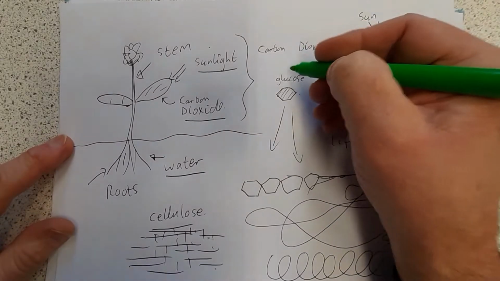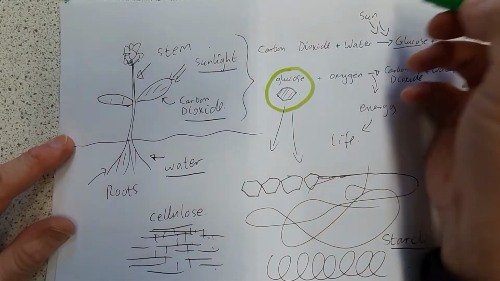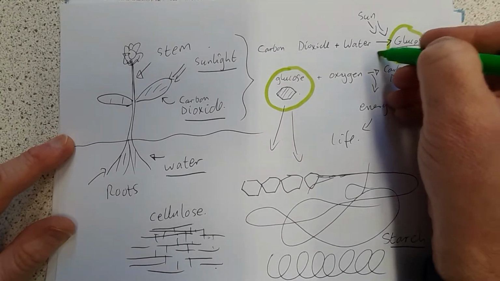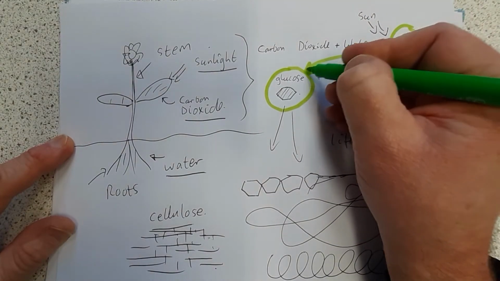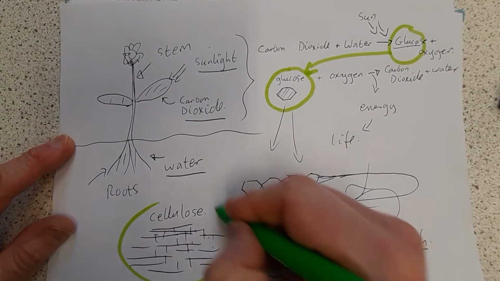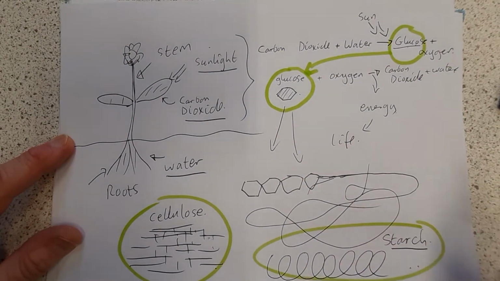So we've said that the glucose is manufactured by the plant in photosynthesis, can be used by the plant in respiration, or it can be turned into cellulose or starch. So we'll look at those two in a bit more detail.